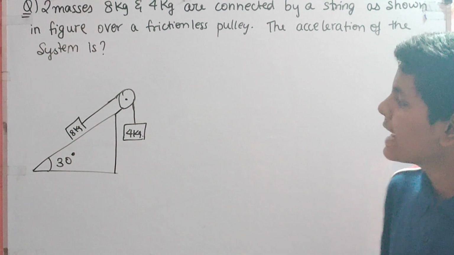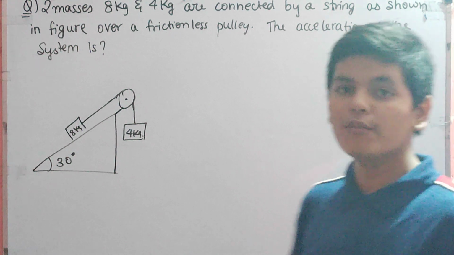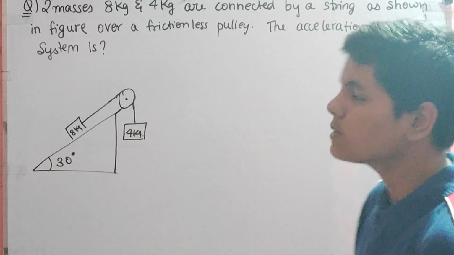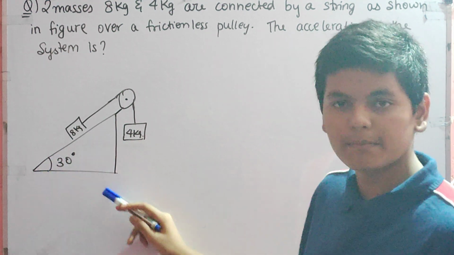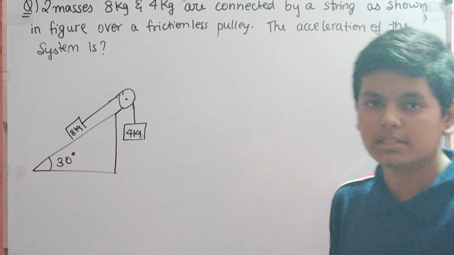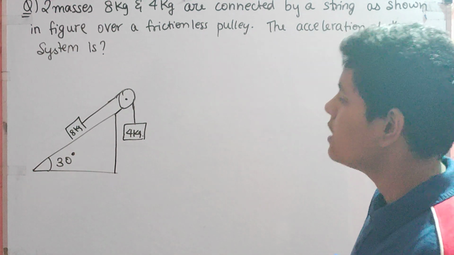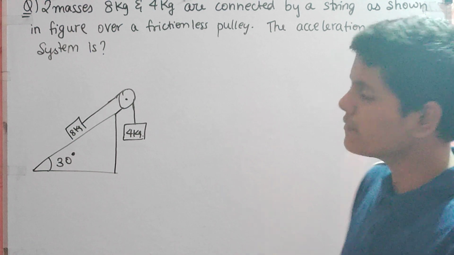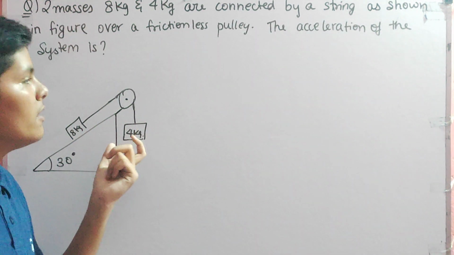Two masses, 8 kg and 4 kg, are connected by a string over a frictionless pulley, as shown in the figure. The acceleration of the system is? So this is our question. There is an inclined plane at 30 degrees, with a mass of 8 kg and a mass of 4 kg. Now let us assume what happens here. For the 8 kg block and the 4 kg block, we draw the free body diagram for each and every block. So let us start with the 4 kg block.